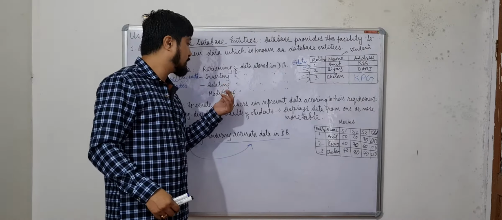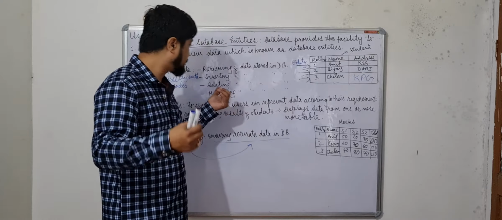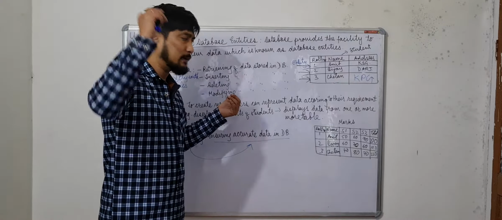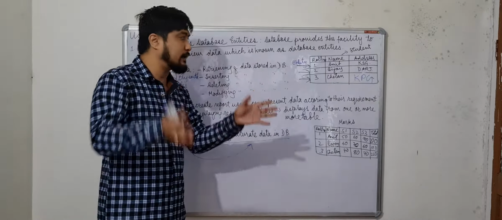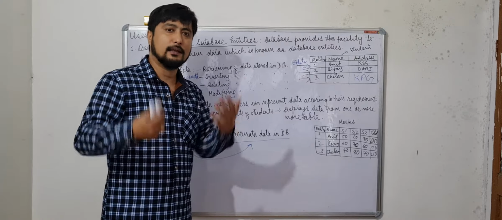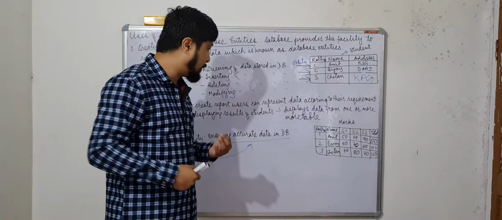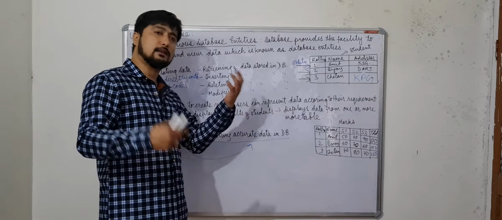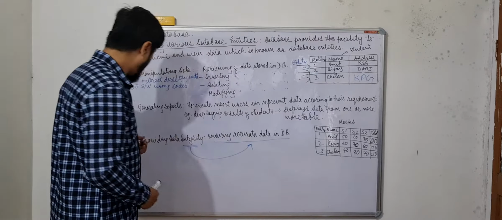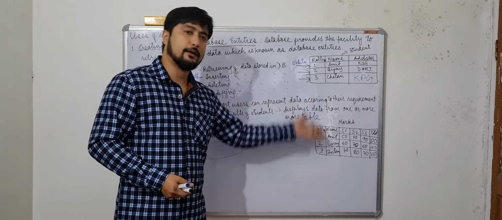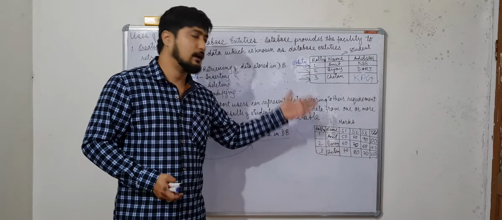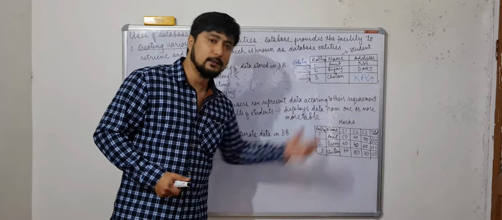The fourth one is modifying values in the table, or making any changes in that table. Generating reports means after creating the table you can take printouts, and those printouts are known as reports, for example displaying results of the students. Another is providing data integrity. Data integrity means ensuring accurate data in the database. So you have to store accurate values in the table of the database.